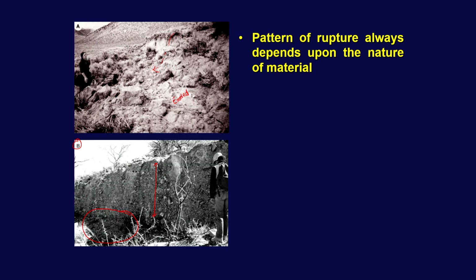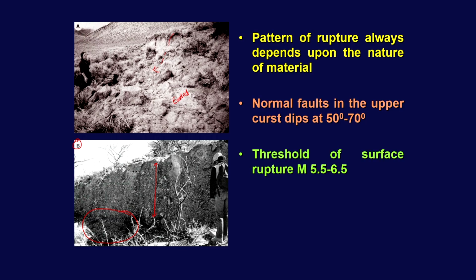The scarp will degrade faster if you have very loose material, but if you have indurated material, like what we were looking at in one of the photographs of the scarp, which was 3 point something meters and remained very intact. Photograph B also shows that if you have intact material, slightly indurated or cemented, then you will see a scarp standing as it is, with lesser material getting eroded and deposited at the base. So, the pattern of rupture also depends on the nature of material. Normal faulting has usually been seen around 50 to 70 degrees.